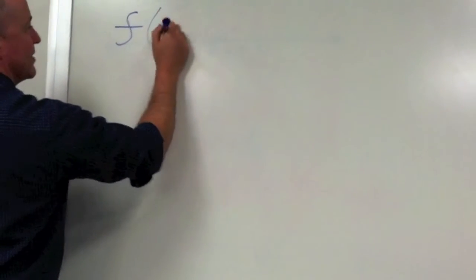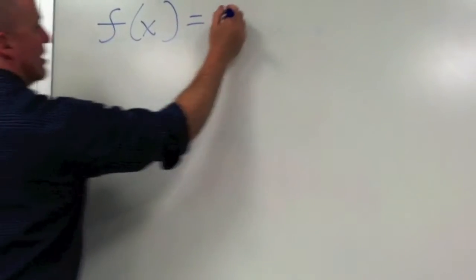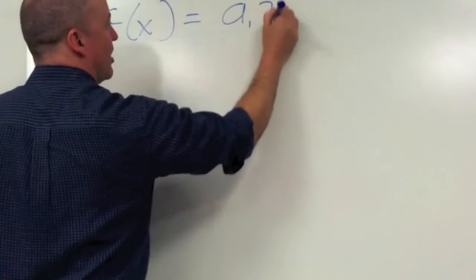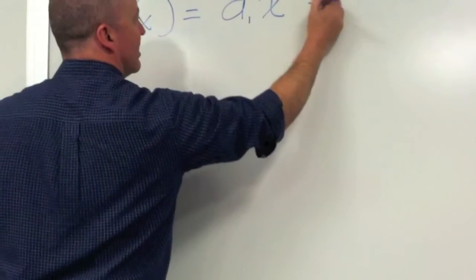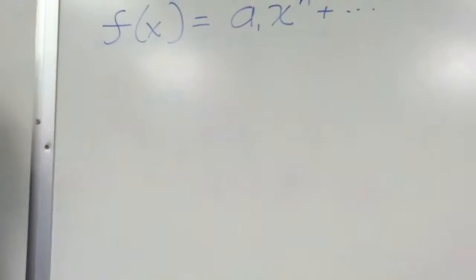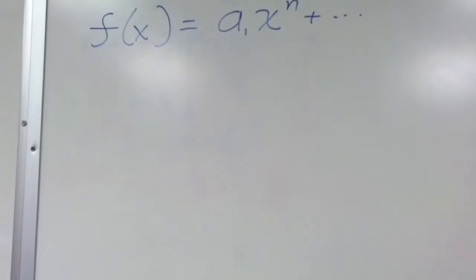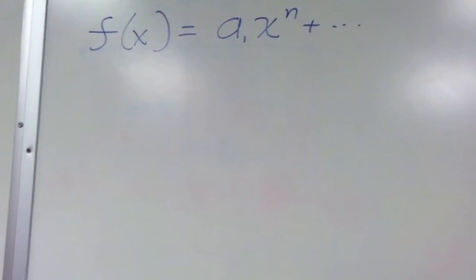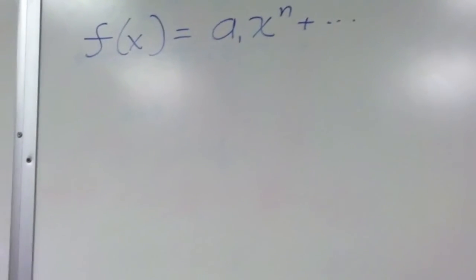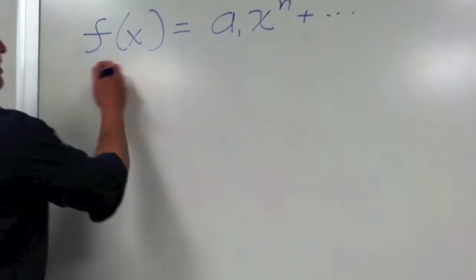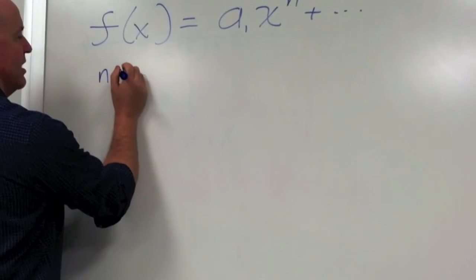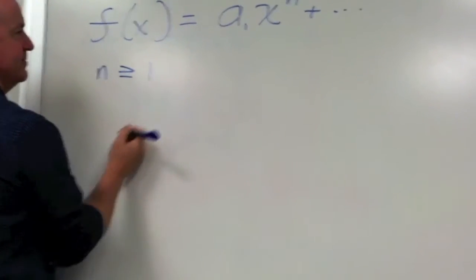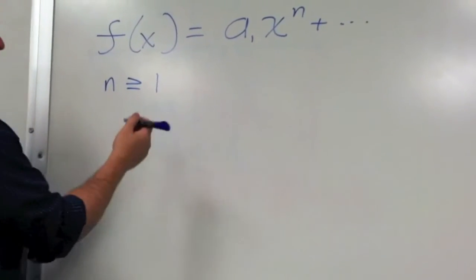Okay, so end behavior. Now, if your polynomial starts off a sub 1 x to the n plus dot dot dot. Everything we're going to talk about right now is found entirely in the first term of the polynomial. Okay? And here we go. First off, n is greater than or equal to 1, and n is an integer.